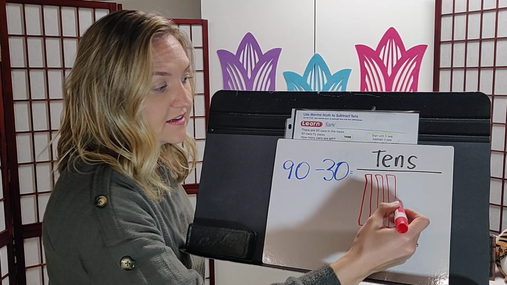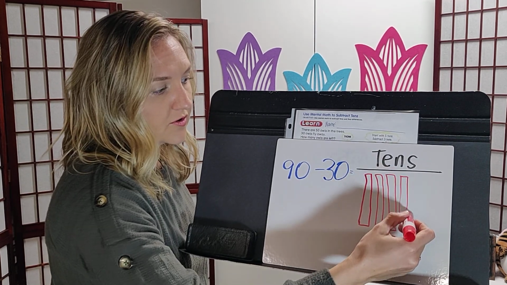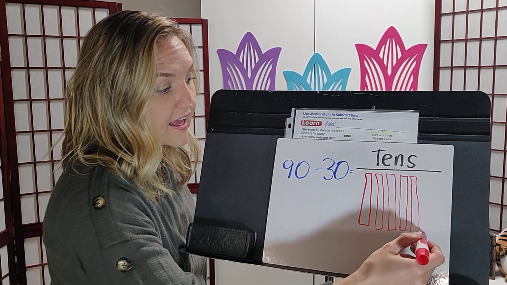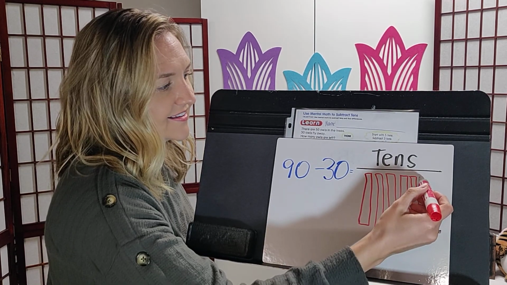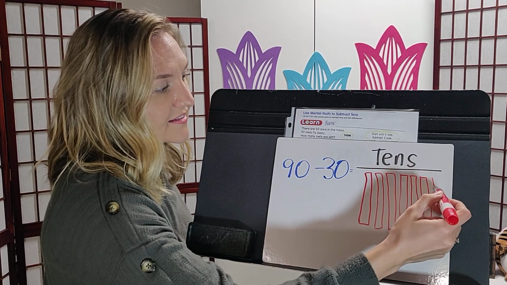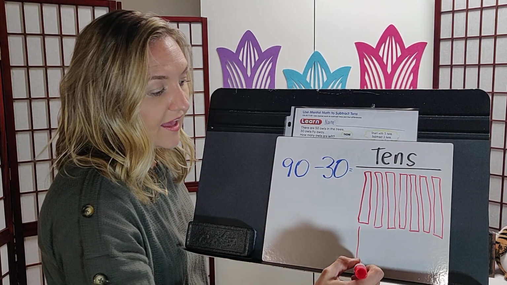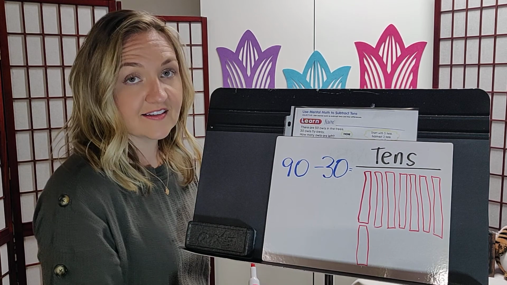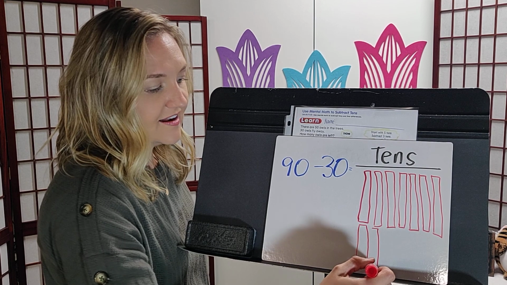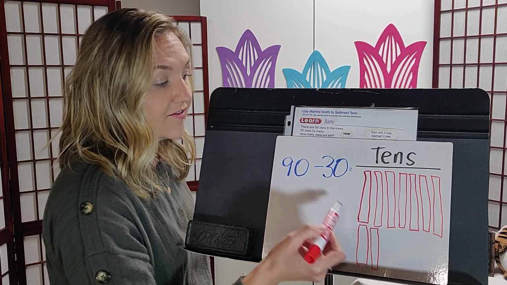So this is 3 groups of 10, which is 30. 4 groups of 10, which is 40. 5 groups of 10, which is 50. 6 groups of 10, which is 60. 7 groups of 10, which is 70. 8 groups of 10, which is 80. Getting very close. 9 groups of 10, which is 90. So now I actually do have 90.